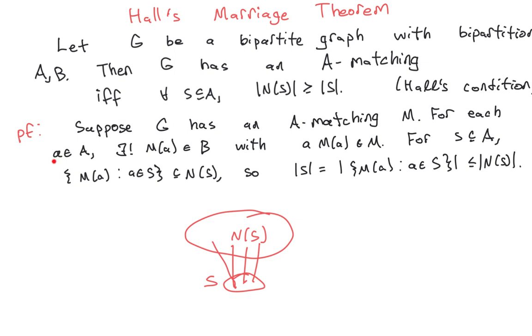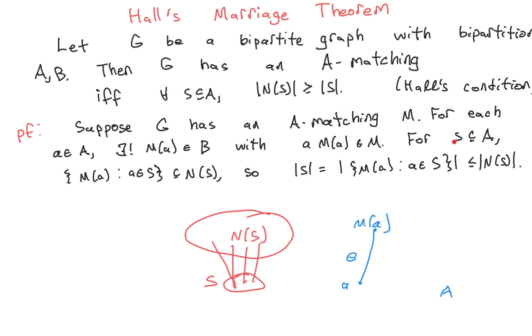For each element in A, there's a unique element in B, which we're going to call M of A, with the property that A and M of A are incident together in the matching. In other words, if you already have a matching, each vertex in A is on an edge in the matching, and that edge can only have one endpoint in A, so its other endpoint has to be in B.